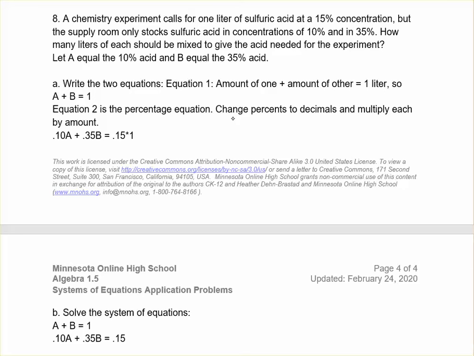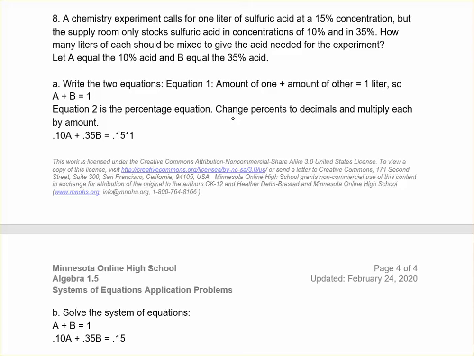So we're going to let A equal the 10% acid and B equal the 35%. So our first equation is just the amount that we need total. We need A plus B equals 1 liter. So just A plus B equals 1. That's one of our equations.